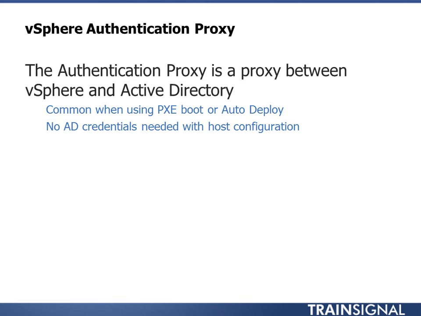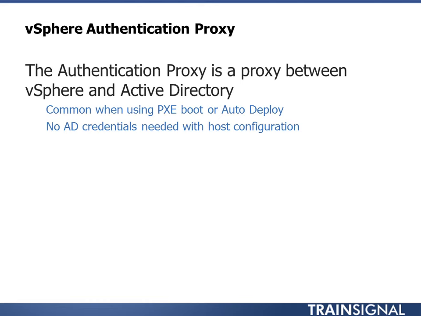The authentication proxy is a proxy between vSphere and Active Directory. Let's say you don't want to add your vSphere host to AD for whatever reason, but you still want them to be able to pull AD information. That's what the proxy is for. The proxy runs on a machine that's part of the Active Directory domain, and then the vSphere hosts point to the proxy. The reason you would do this is for Auto Deploy.